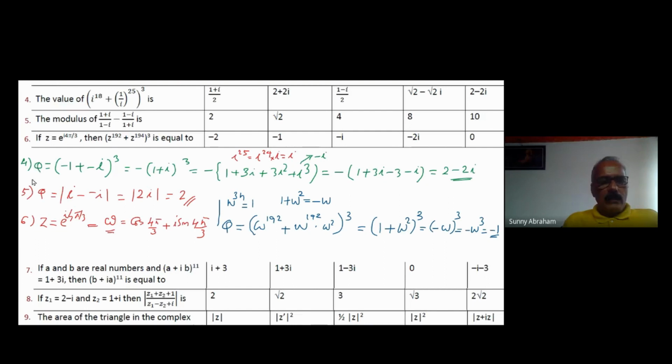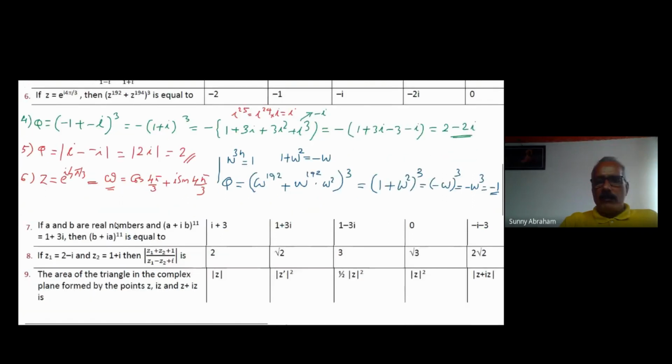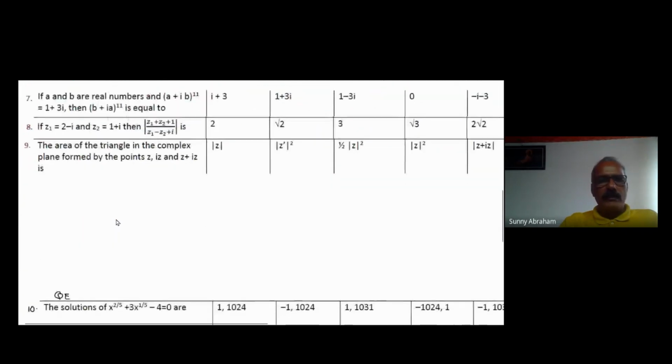Those are the next 3 questions from complex numbers. Clear? Now we will move on to the last 3 questions of this.